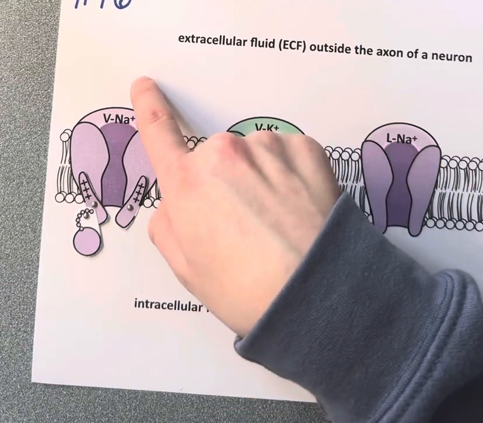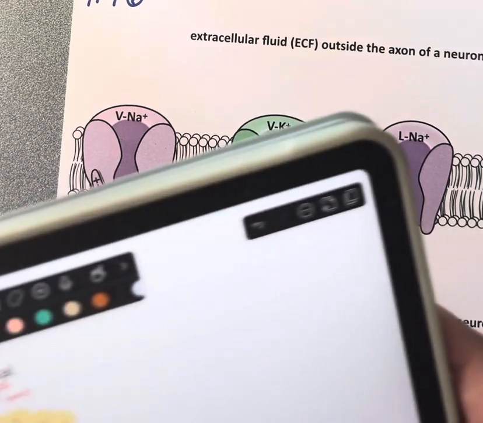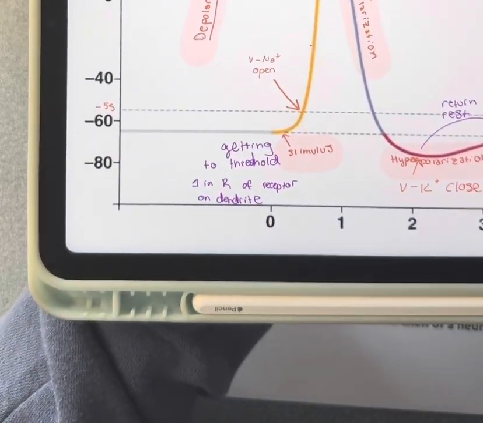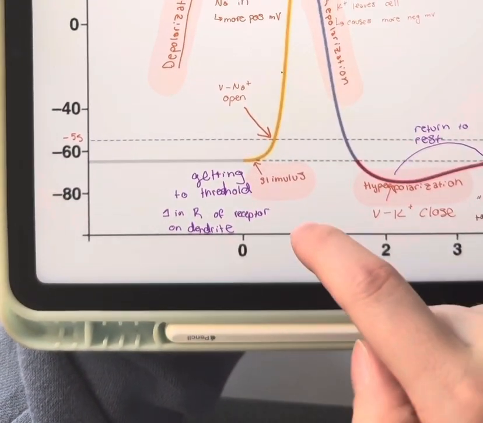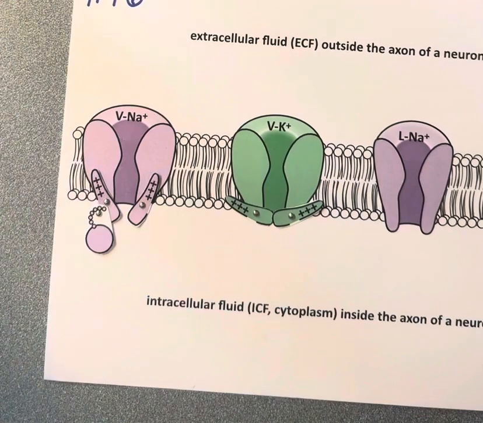This can be seen as Na+ floods in through the VNa+ gate, and on the depolarization section of this graph, as it spikes to +40 mV.